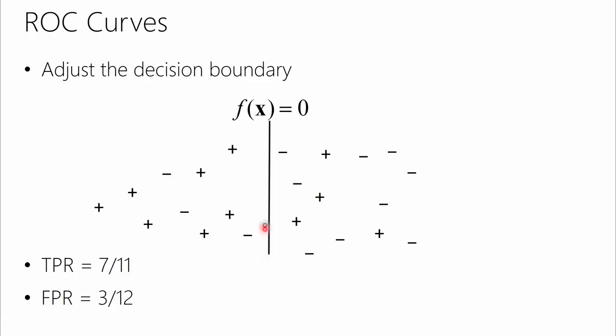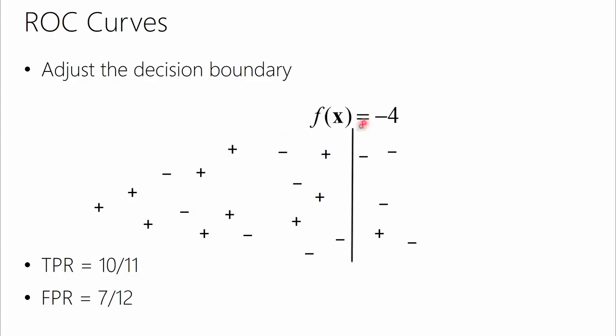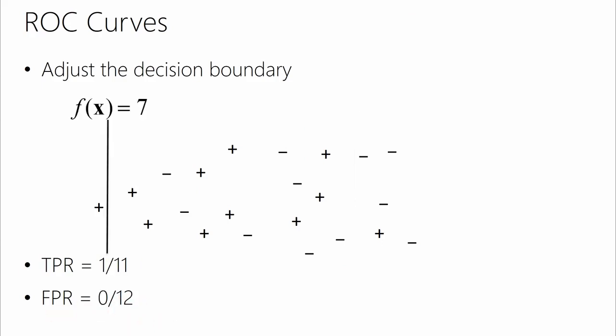But what if I chose the decision boundary to be a little bit different? So what if I had chosen f of x equals 3 to be my decision boundary? Then the boundary might be over here, like that. Then what happened to the true positive rate and false positive rate? Well, now we only have 3 out of our 11 positives classified correctly, and we have 2 negatives now that are classified as positives out of the 12. And let's put the decision boundary over here. And again, you can get values for the true positive rate and false positive rate. Okay, this game is kind of fun.